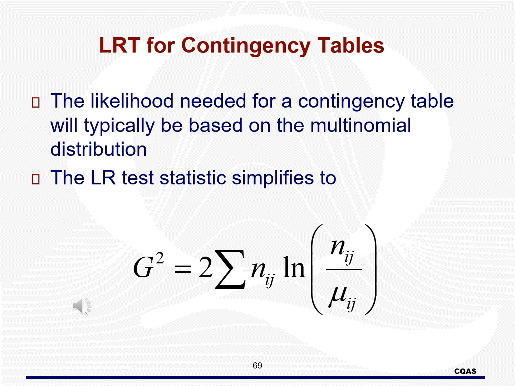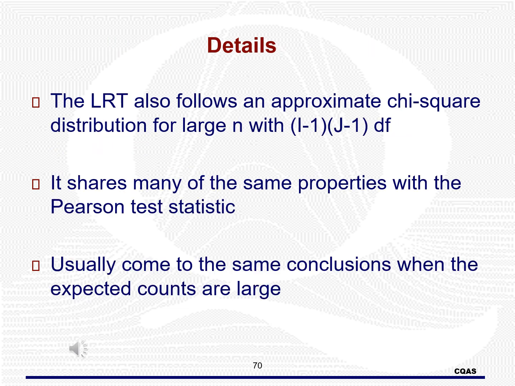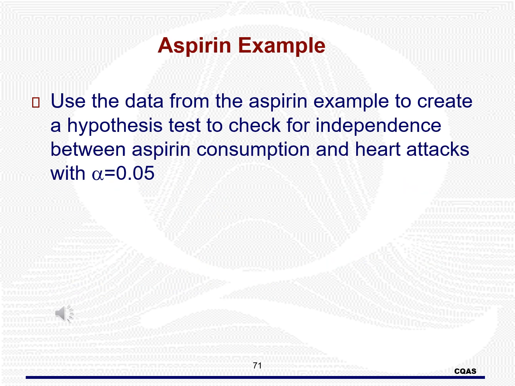Let's look at some details based on this test. The LRT is also modeled well by a chi-square distribution with the same DF as the Pearson test. When the expected counts are large, the results from the LRT and Pearson will be similar. Now that we have defined some of the test statistics for association, we talk about what we are actually testing. Let's check for independence using the aspirin data with alpha equal to 0.05.